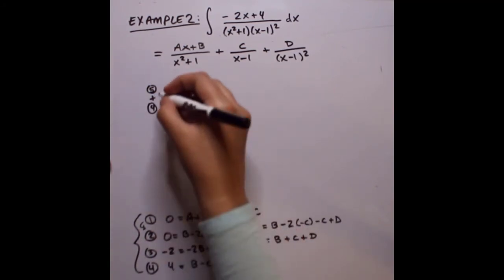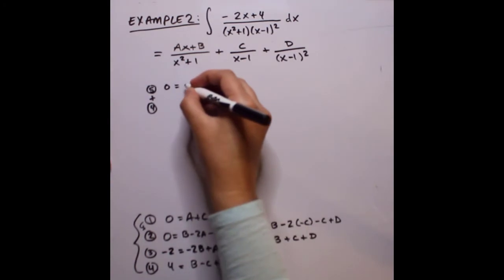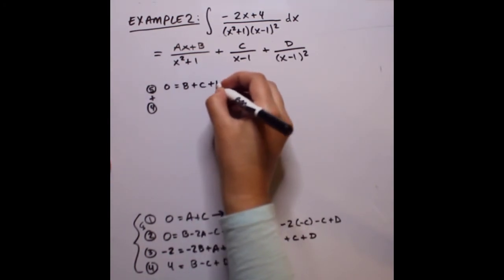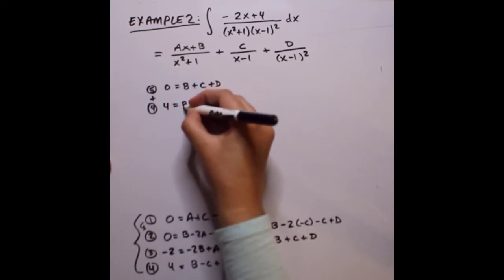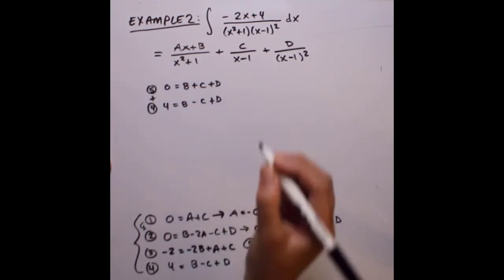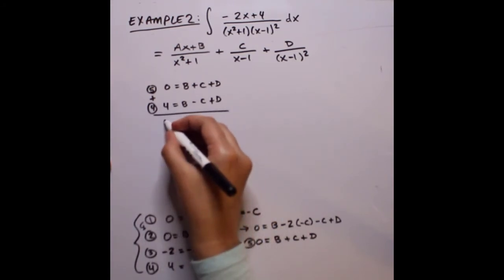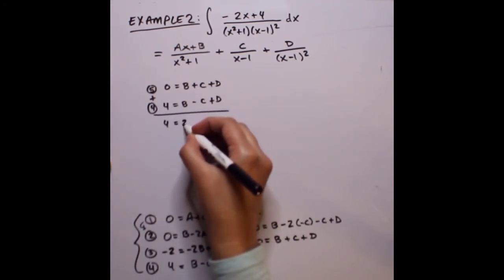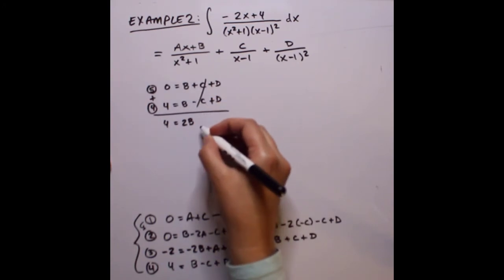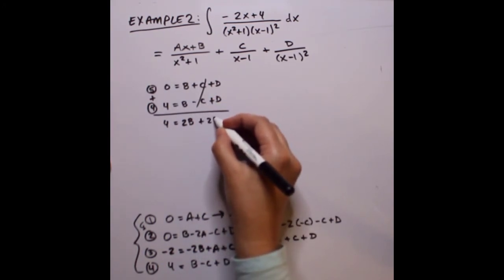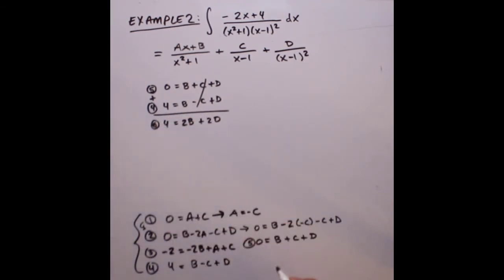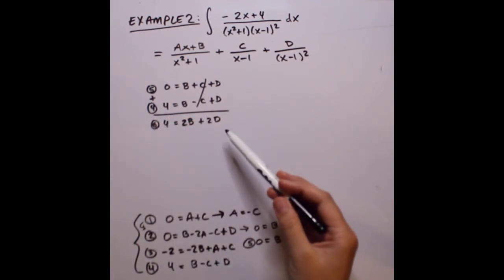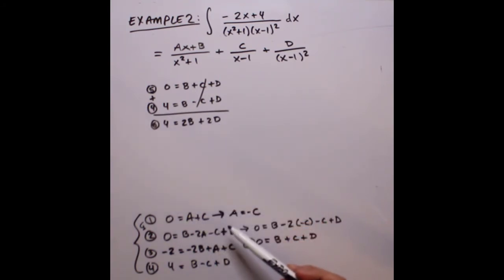Let's rewrite that really quick. So 0 equals b plus c plus d from equation 5. Equation 4 was 4 equals b minus c plus d. Adding straight down, I get 4 equals 2b, the c's eliminate, plus 2d. Let's call this equation 6. If I look at this, I have b and d in it, and none of my other equations have exactly just b and d in them.